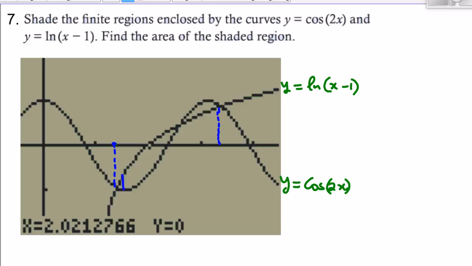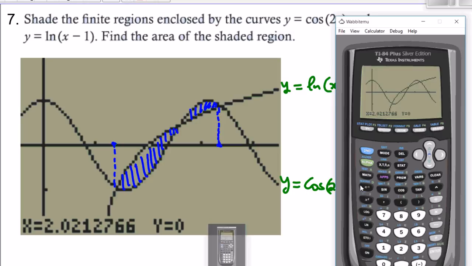Why? Because all I need is the area of this and this area. Okay? I need the area enclosed by these two curves. So that's all I need. And I need these two x values, all right? The extreme ones. That's it. Anyway, so to find these x values, I'll come back to my calculator.